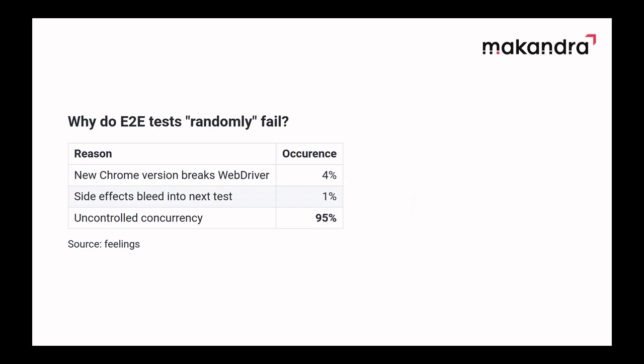So there are, I think, 3 reasons why end-to-end tests fail randomly. And "randomly" is in quotes because it's not really random. The most important is that you have some kind of uncontrolled concurrency in your test suite. And this is the topic I'm going to talk about today.